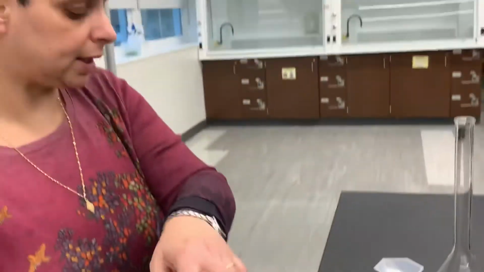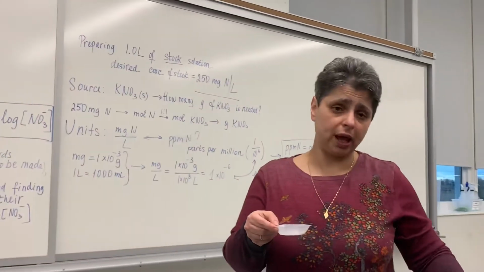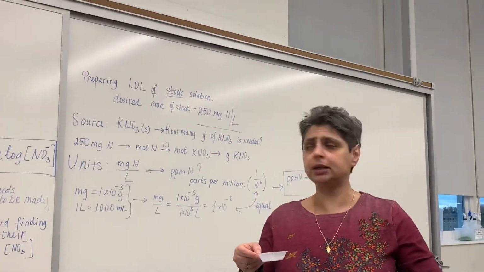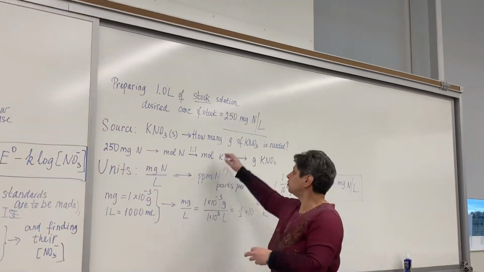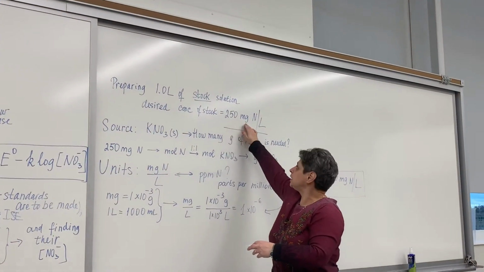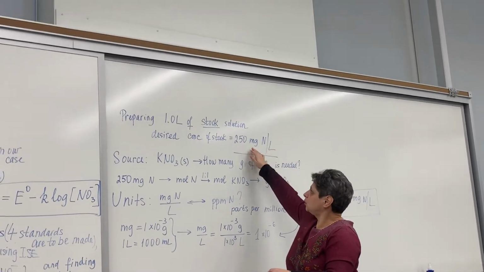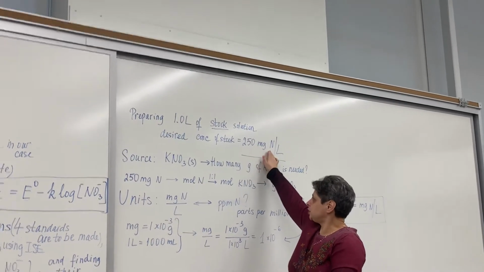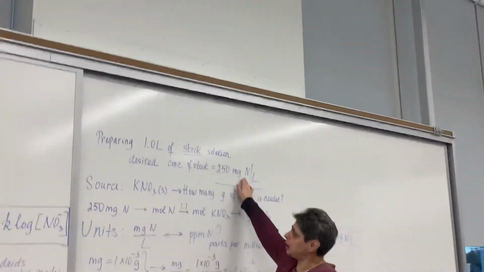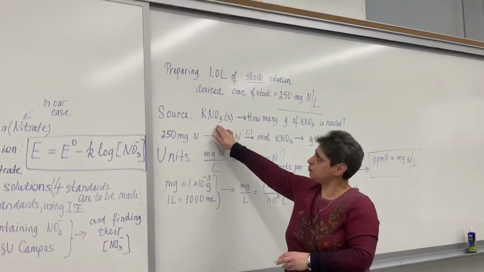I went ahead and pre-weighed a certain amount of it right here. I'm not going to tell you how much I weighed because I want you to calculate it. What we know about our stock is we want it to contain 250 milligrams of nitrogen per liter. So what you'll need to do is start with 250 milligrams of nitrogen and calculate how much potassium nitrate, how many grams, need to be weighed.